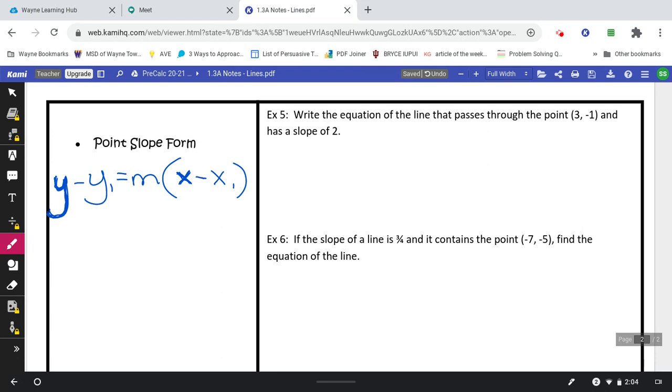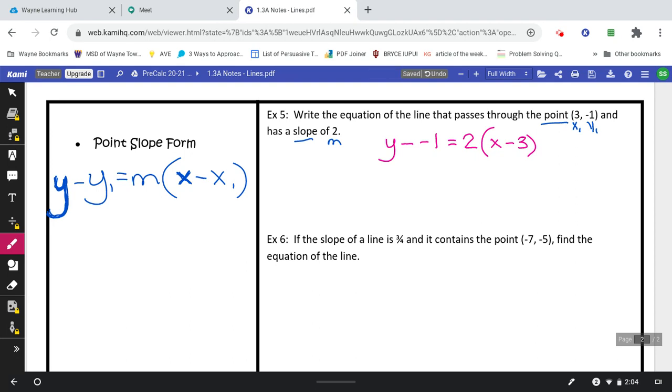Let's look at example 5. Write the equation of the line that passes through the point 3, -1, and has a slope of 2. So notice the phrasing, point, slope. So we're definitely going to use the point-slope form. As always, this is our x1 and y1, and our slope is going to go in for our m. Then we just plug the numbers into the right place. Always keep that first y as a y, minus y1, -1, equals my slope of 2, x minus 3.